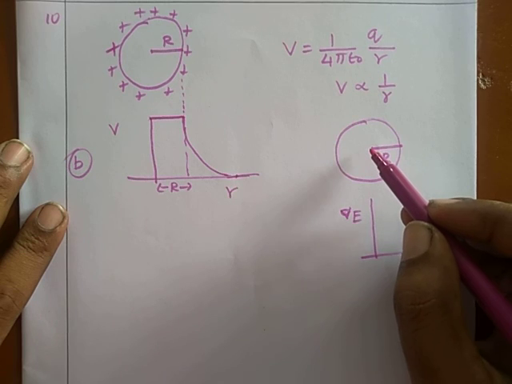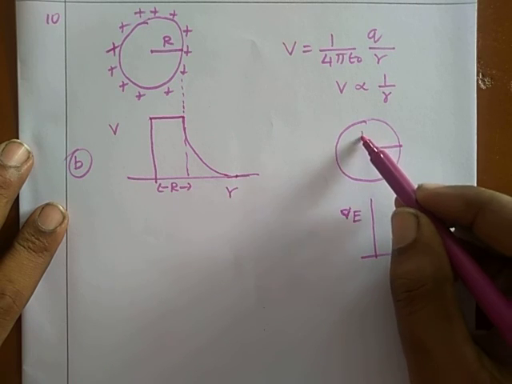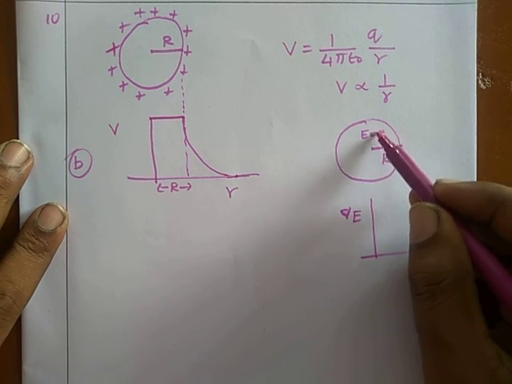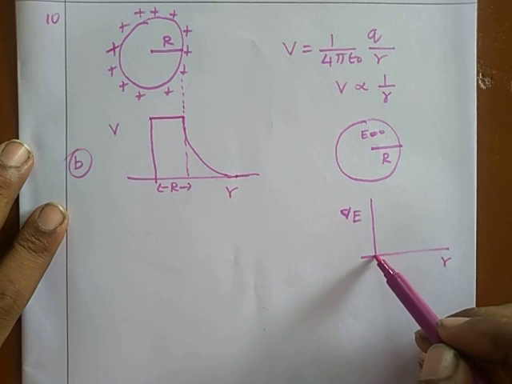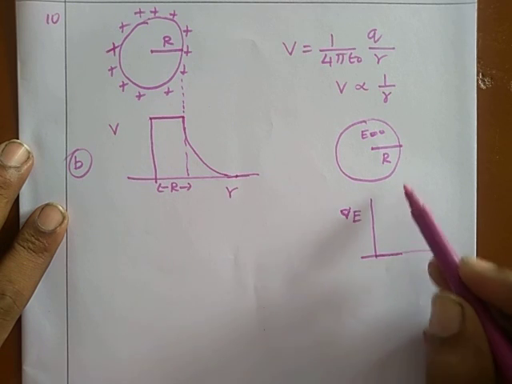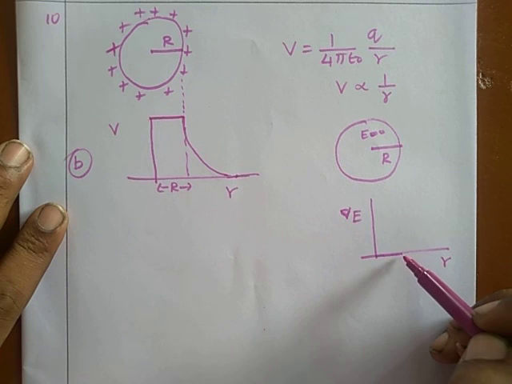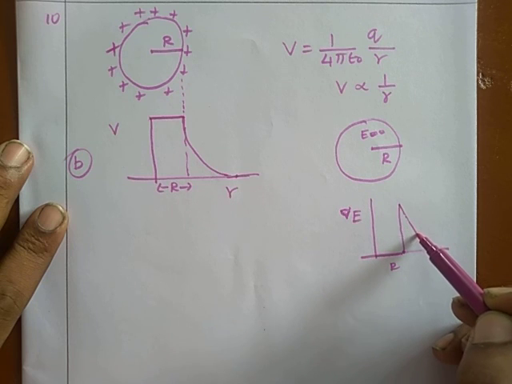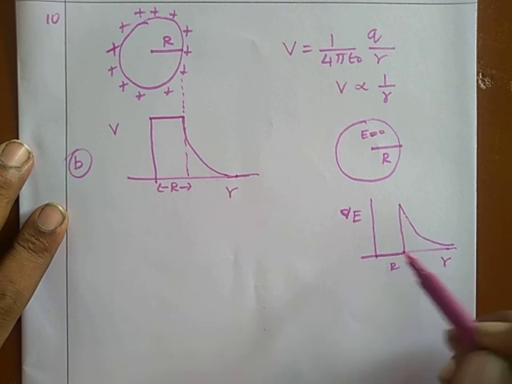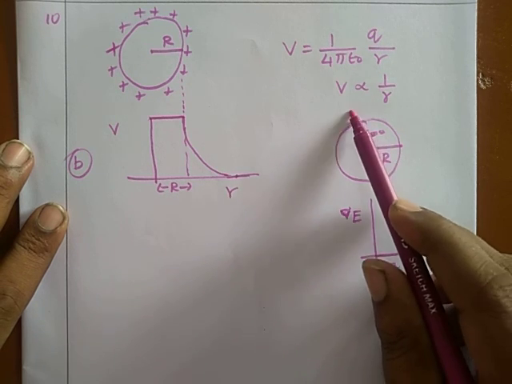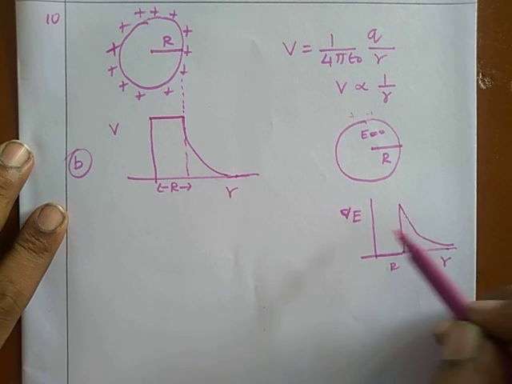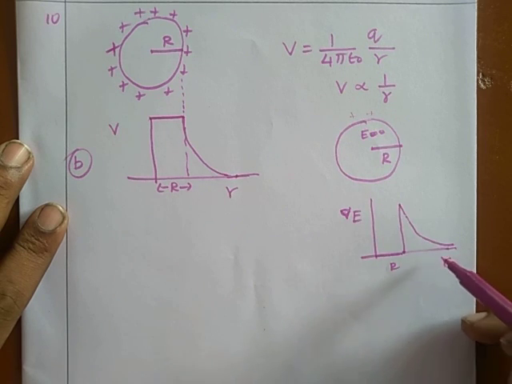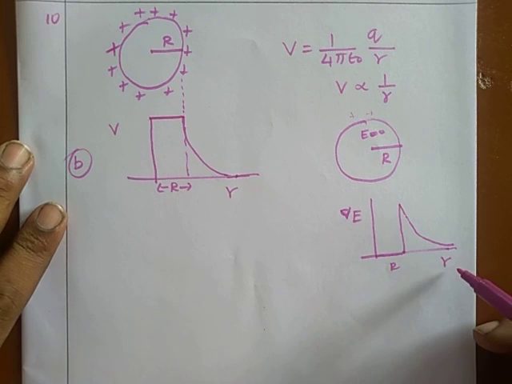We know the electric field inside the spherical shell will be 0. For this case it will be 0 up to the radius value. Beyond the radius it will start decreasing. This is the graph for the spherical shell having the charge q, the graph of electric field versus radius r.